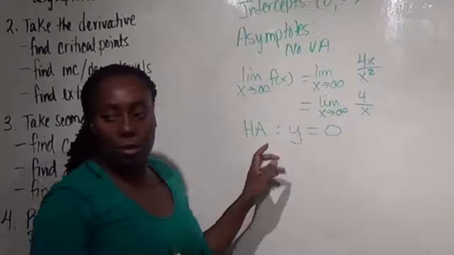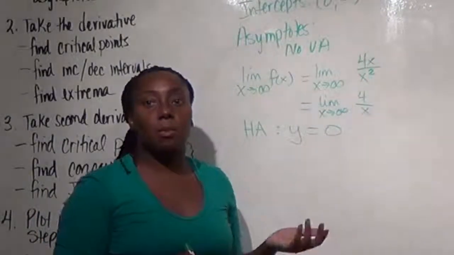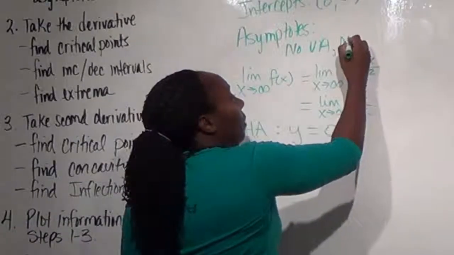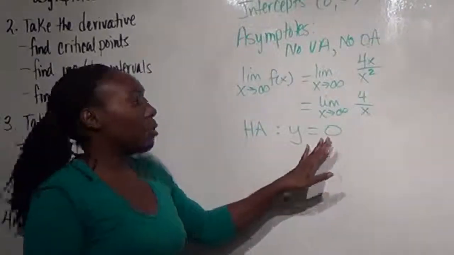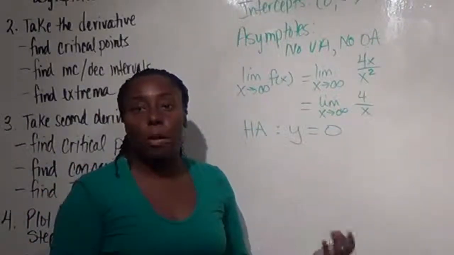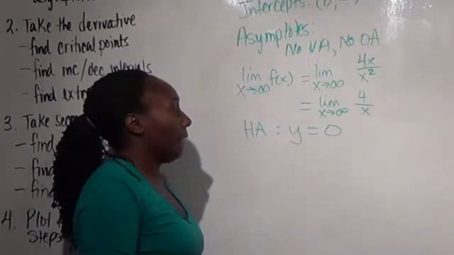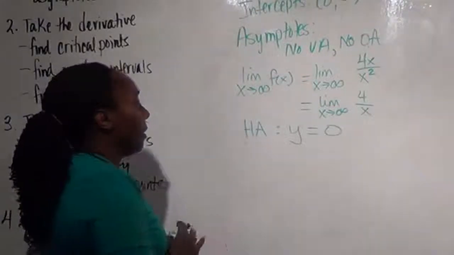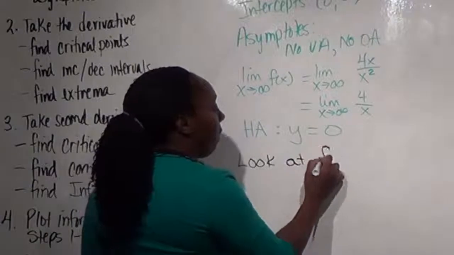So remember, because the limit goes to a number, it's a horizontal asymptote instead of an oblique, which means that we also have no oblique asymptotes. Because if we did, this would go to an infinity, either positive or negative, and then we wouldn't have a horizontal. Okay. So this gives us the information for our f. So now let's look at f prime of x.